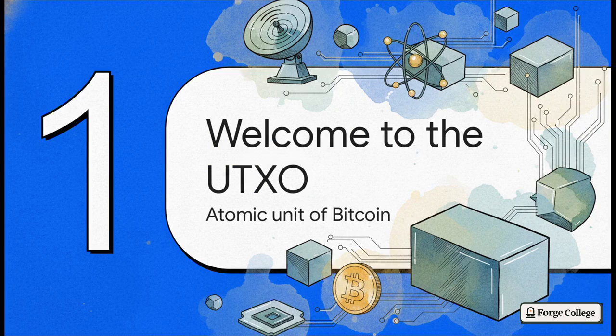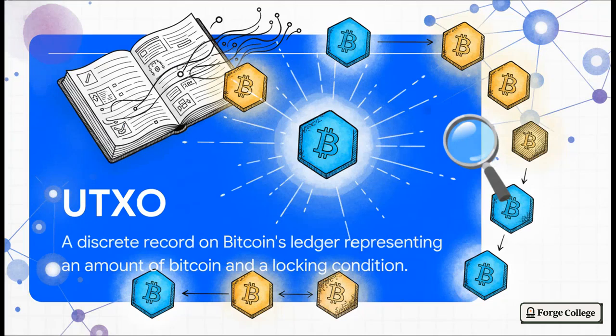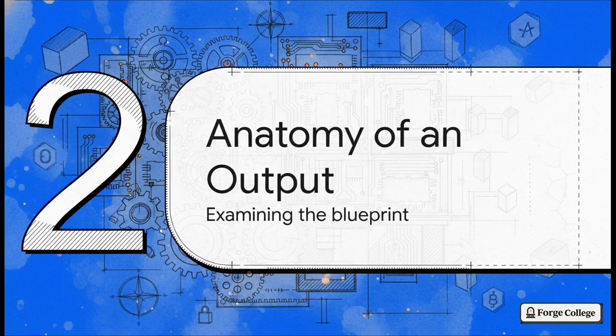Welcome to the UTXO, the atomic unit of Bitcoin. Okay, so what exactly is this scary-sounding acronym? Well, UTXO stands for Unspent Transaction Output. It's essentially a discrete record on the ledger that represents a specific amount of Bitcoin, and it's tied directly to a locking condition that specifies exactly who is allowed to spend it. Simply put, the UTXO is the canonical, indivisible piece of Bitcoin that transactions rearrange all across the network. And hey, the word unspent is absolutely crucial here. It just means this specific piece of value is live, it's valid, and it is waiting right there to be used.